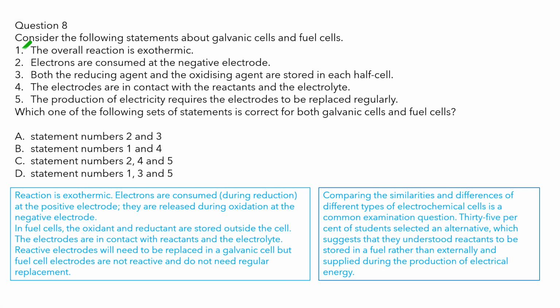Yes, both cells are exothermic because they output energy. Electrons are not consumed at the negative electrode because the negative electrode outputs electrons. Although the reducing and oxidizing agents are stored inside galvanic cells, they are stored outside fuel cells. Yes, the electrodes must be in contact with the reactants and the electrolyte because current must be conducted by electrodes. Reactive electrodes will need to be replaced in a galvanic cell, but fuel cell electrodes are not reactive and do not need regular replacement.